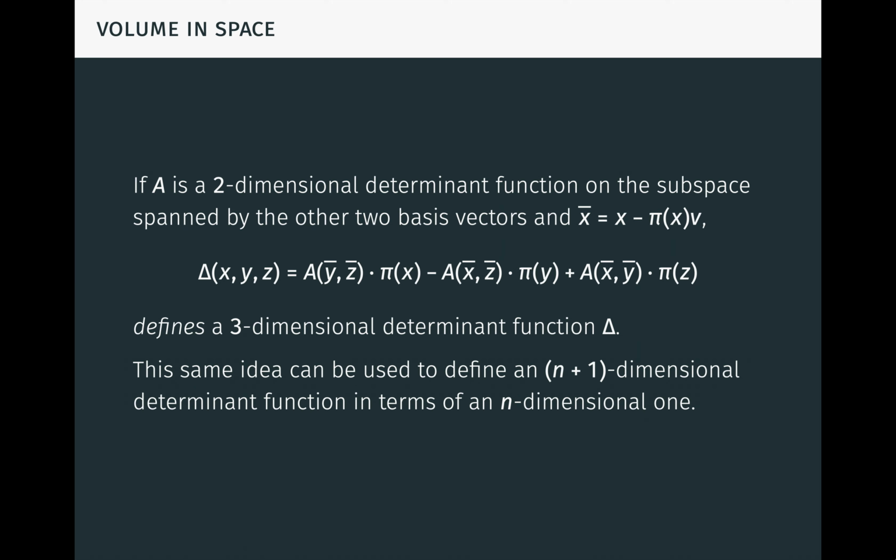This same idea can be used to define an n plus one dimensional determinant function in terms of an n-dimensional one for any n. Although it looks a little complicated algebraically, this definition ultimately rests on the simple geometric fact that n-dimensional volume is just n plus one dimensional volume measured relative to a fixed vector.